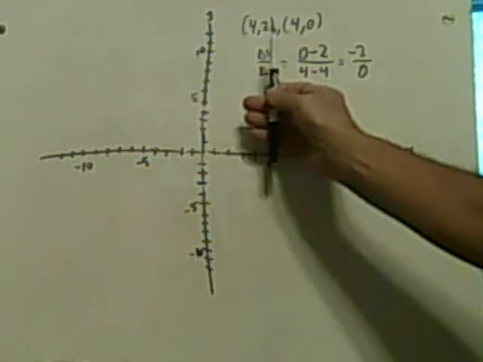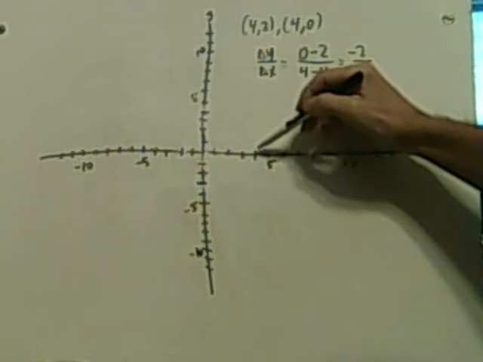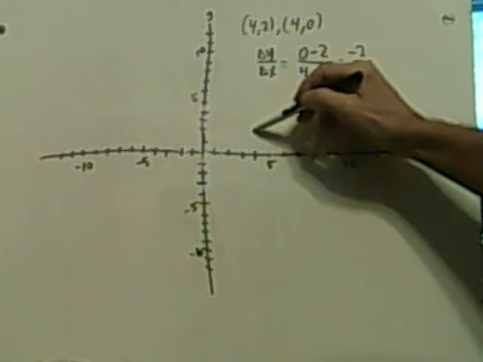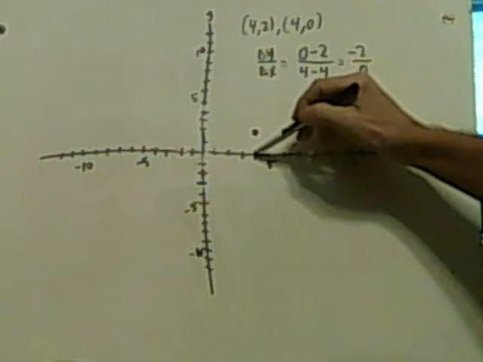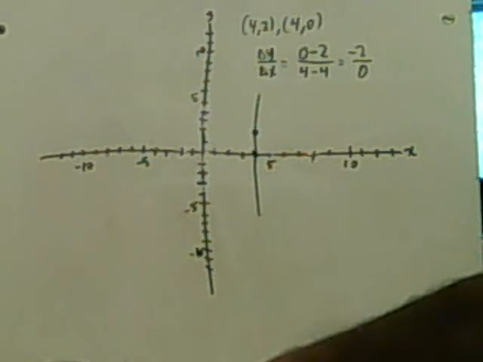This is going to be a vertical line. See, because it's got the same x coordinate. Let's just plot this one out. It's going to be the point that goes from (4, 2) to (4, 0). It'll be a line that just goes like this. Okay.